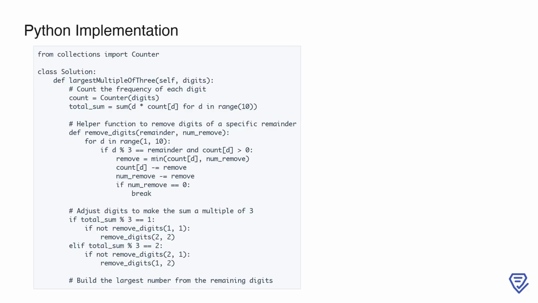If the remainder is 1, we attempt to remove one digit with a remainder of 1. If that's not possible, we remove two digits with a remainder of 2. Similarly, if the remainder is 2, we first try to remove one digit with a remainder of 2, and if that fails, we remove two digits with a remainder of 1. This adjustment step ensures that the sum becomes divisible by 3.